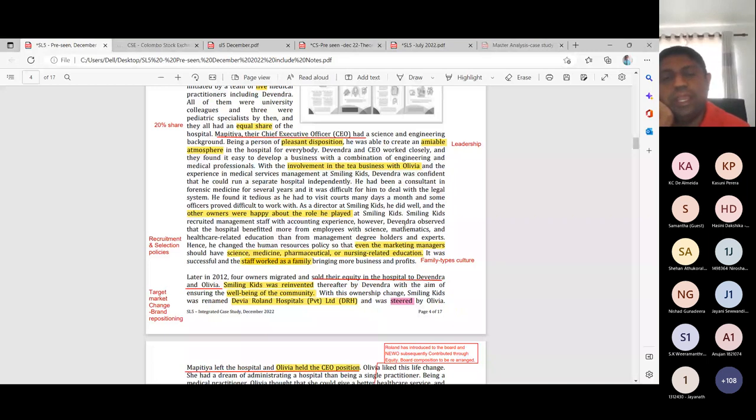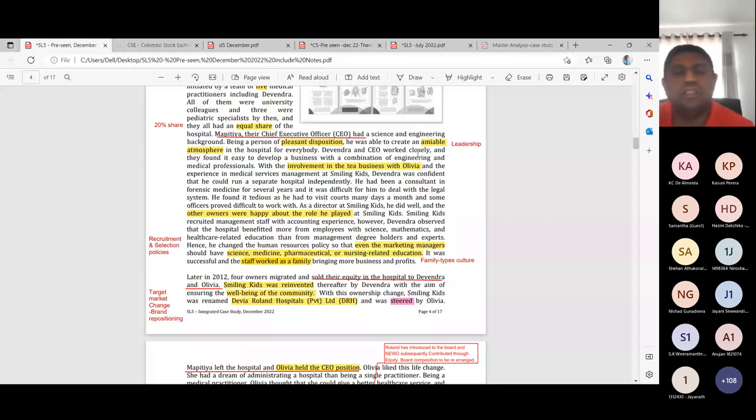That may be okay, right? Marketing guys can have some knowledge of that. That's okay. It was successful and staff worked as a family, bringing more business and profit. A family-type culture exists here. So if you analyze the culture here, this is a more family-type culture, not a bureaucratic culture, so not governed through strict rules, policies, and procedures. Very friendly culture. Even it was mentioned that the CEO's leadership style is very friendly. More people-oriented leadership style, not a more task-oriented leadership style here.